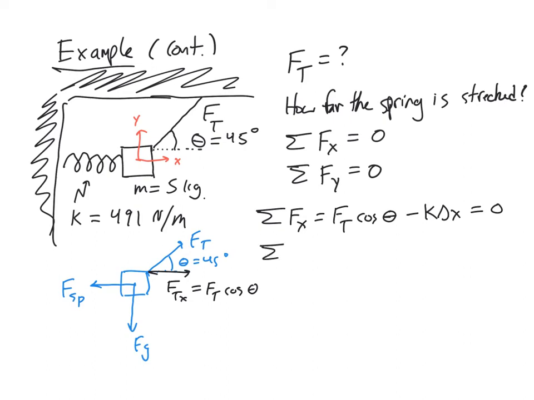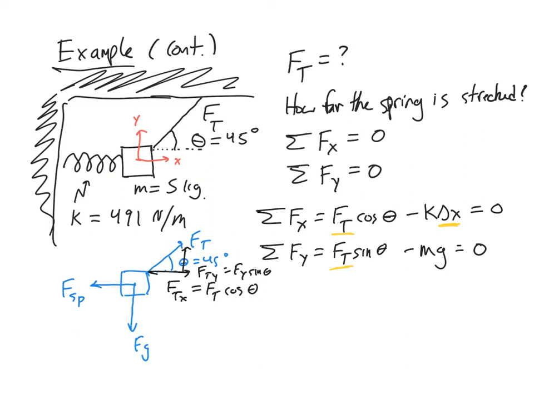In the y direction, I can sum up the forces, and I'm going to get the other component of Ft, that's Ft sine theta, and of course that's the component right there. Fty is Ft sine theta, and then I've got Fg going downwards, that's going to be minus mg. Okay, so you can see that we now have two Newton's laws equations, and so what are the two things we're trying to find? The tension force, which is right here, and the distance the spring is stretched, which is right here. So two equations, two unknowns.